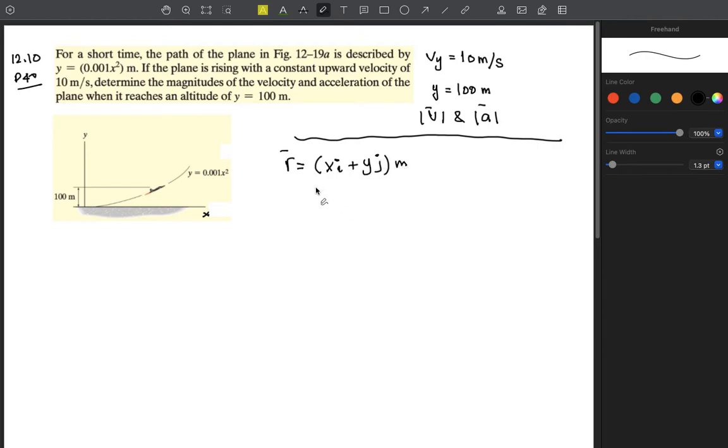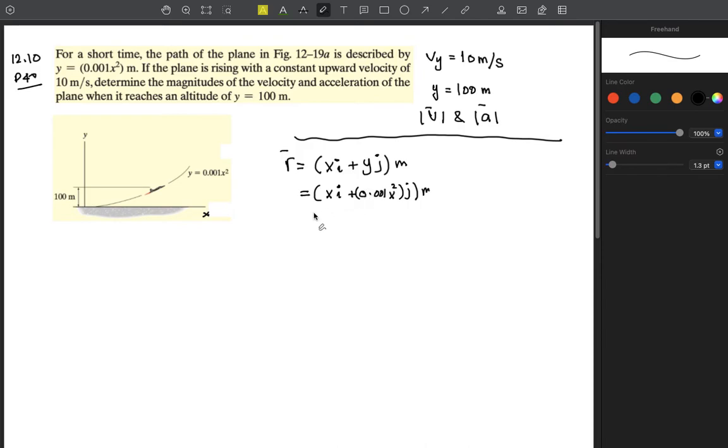Now, what kind of information do we have? We only have y as a function of x. That's it. We don't know x. So r basically is x in the i direction plus, we substitute for y, 0.001 x squared in the j direction in meters.